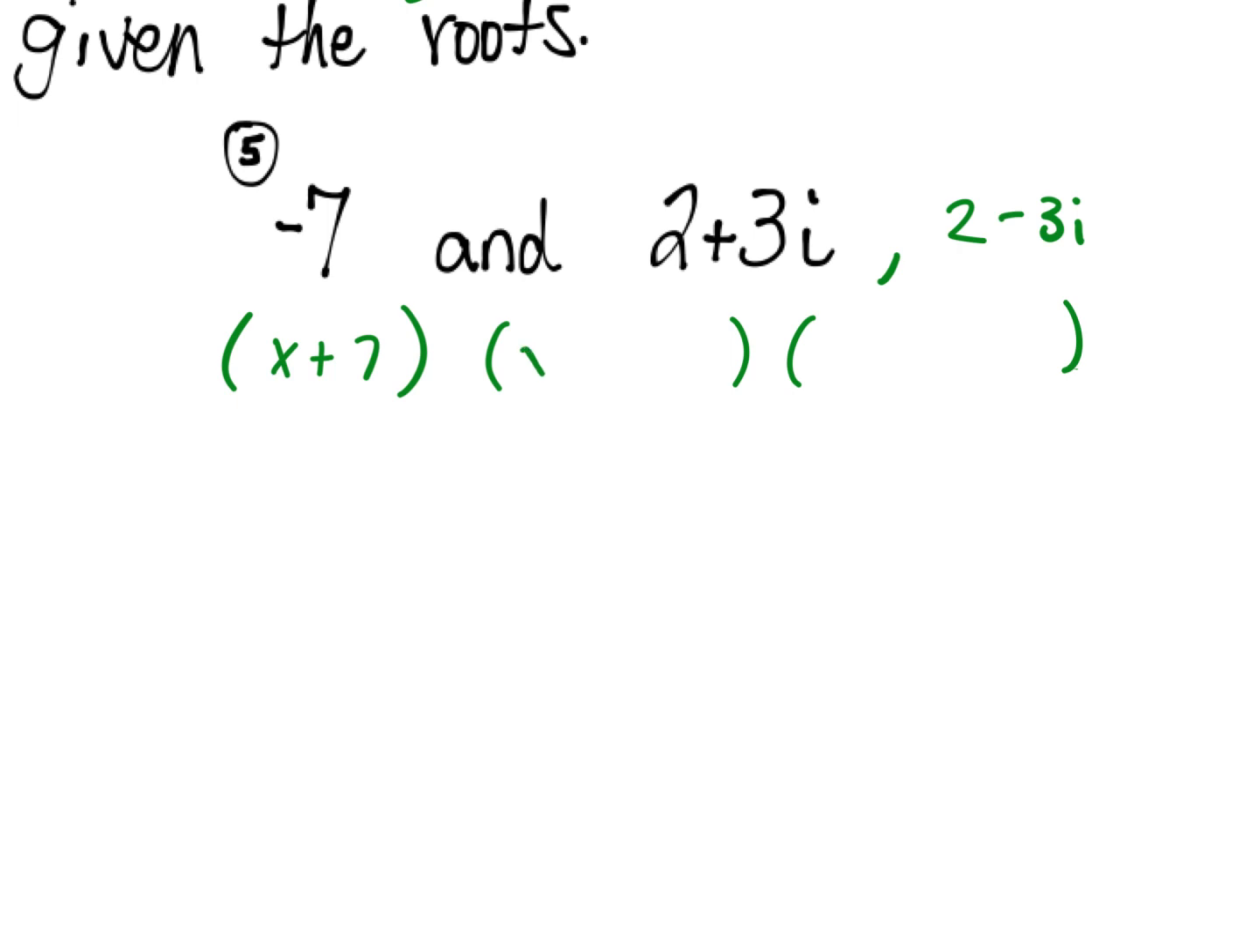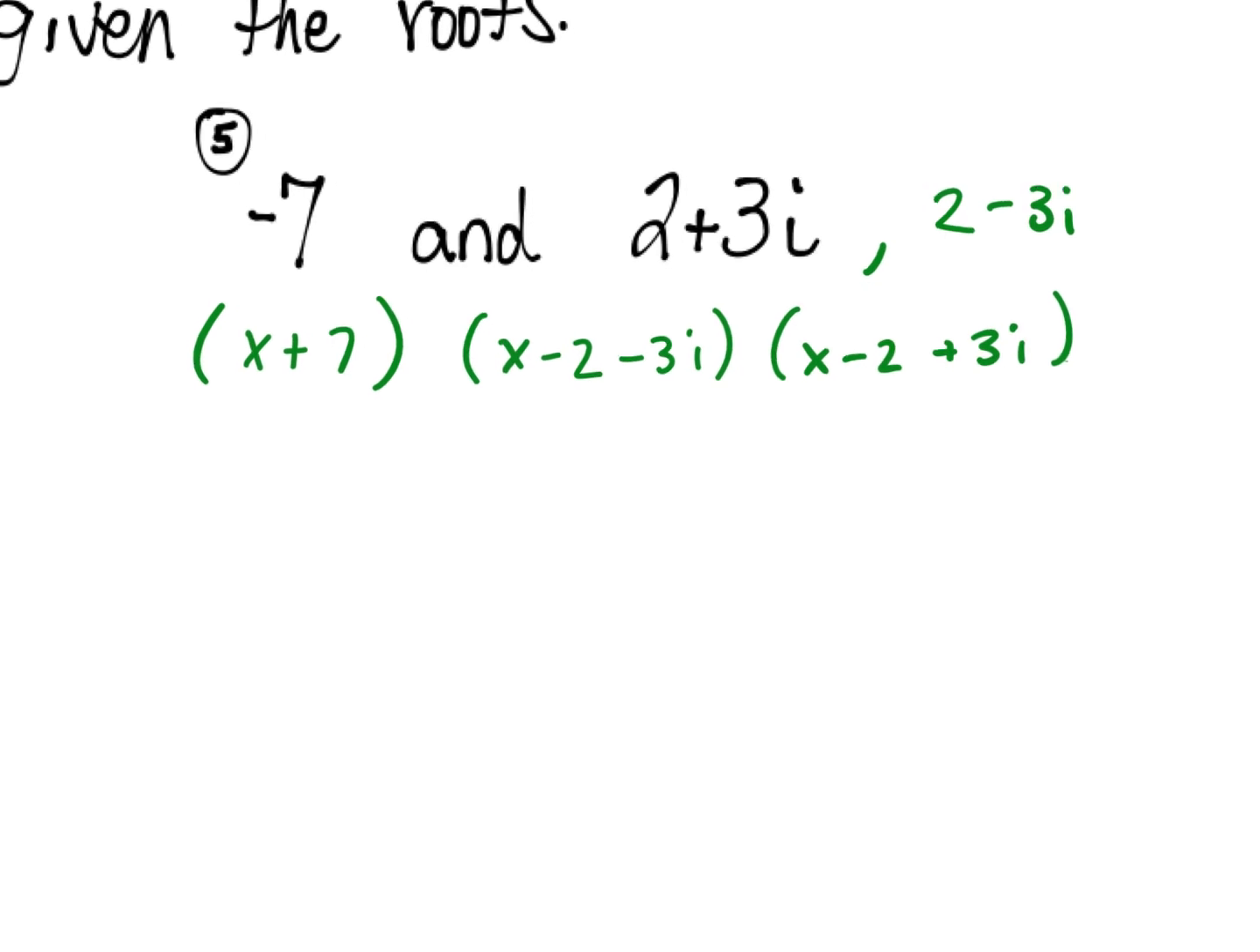So we always start with an x. So instead of positive 2, it'd be x minus 2 minus 3i. And then the next one would be x minus 2 plus 3i. So just change the signs of everything. Just like we did for the 7, when we have two terms, change the sign for both of them.